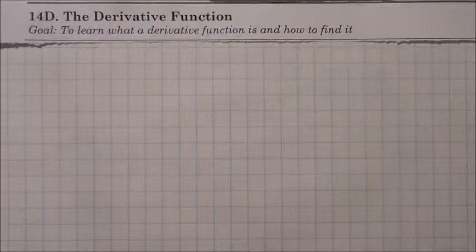Hi, welcome to lesson 14D, the derivative function. The goal of today's lesson is to learn what a derivative function is and how to find it.